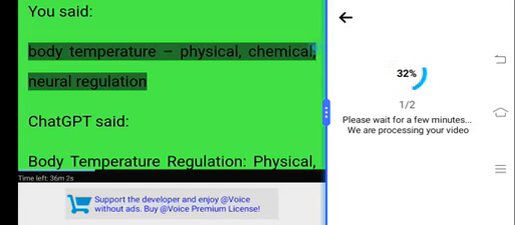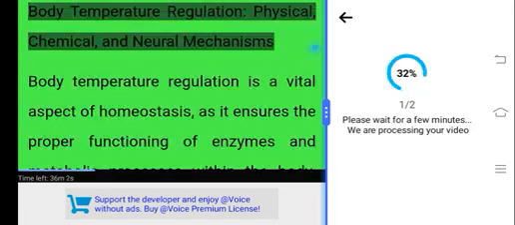Body temperature: physical, chemical, neural regulation. Body temperature regulation: physical, chemical, and neural mechanisms.